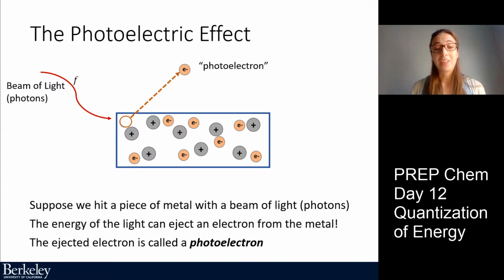These ejected electrons are then called photoelectrons. This is just the name that people give them because these electrons were ejected by photons. So just remember that the ejected electron is called a photoelectron. To summarize this experiment again, we're hitting a piece of metal with a stream of photons. When these high energy photons hit the electrons in the metal, they will kick an electron out and cause it to fly out of the metal. That is what has been called the photoelectric effect.